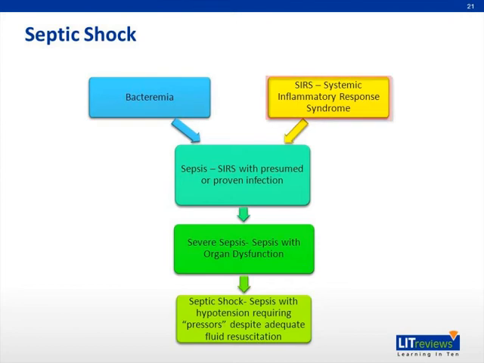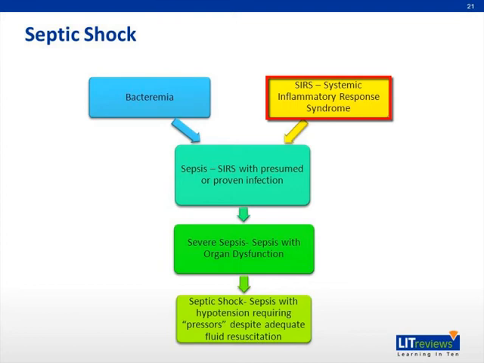On the other side, you'll see SIRS, S-I-R-S, or Systemic Inflammatory Response Syndrome. This does not need to come with bacteremia, but can, and as you'll see, will move up to being sepsis. But SIRS alone is something that can occur without an infection. Every medical student and resident should be familiar with the definition of SIRS. To have a patient in SIRS, you need to have two of the following four.